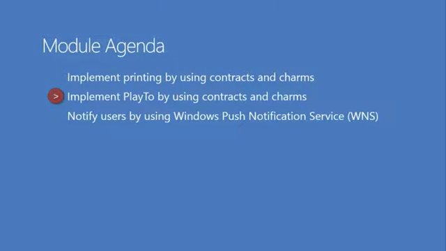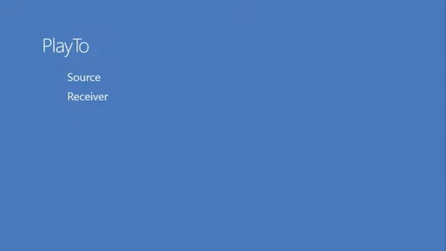We're now going to switch gears to another kind of contract, and this one's a little special. This might not be one that would be used in all types of applications, but there is an audience for it, for sure. Play To is the capability of setting up a device as the source of some media asset and setting up another device as a receiver of that media asset. So that's how you need to think about it at the basic level.